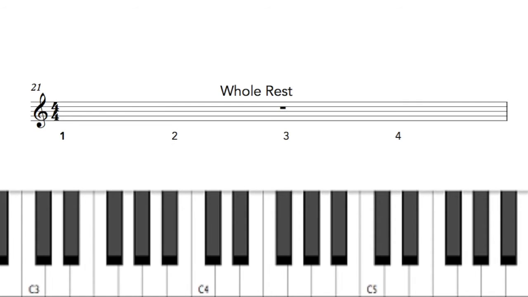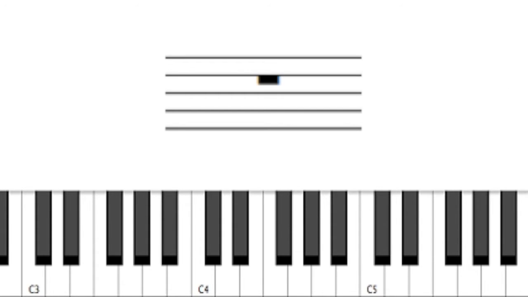First, we have our whole rest, which means we don't play anything. So we won't play for the whole measure, a whole rest. So we have 1, 2, 3, 4. And that's when the bar is located right below the D line.